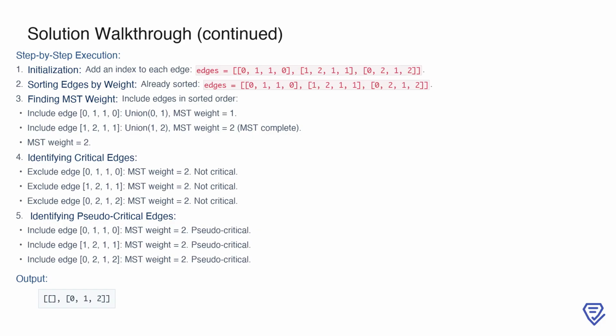When identifying critical edges, we exclude each edge one at a time and recalculate the MST weight. For all 3 edges, excluding them still allows us to form an MST with the same weight of 2, so none of the edges are critical. For pseudo-critical edges, we include each edge forcefully and verify the MST weight. For all 3 edges, including them results in an MST weight of 2, so all 3 edges are pseudo-critical. The final output for this example is 2 lists, an empty list for critical edges and a list containing all edge indices for pseudo-critical edges. The result is [], [0, 1, 2].